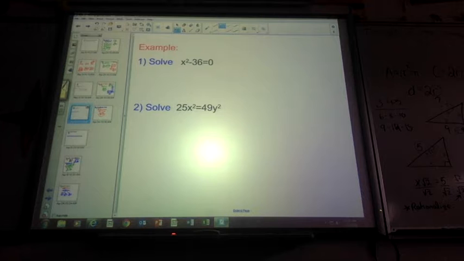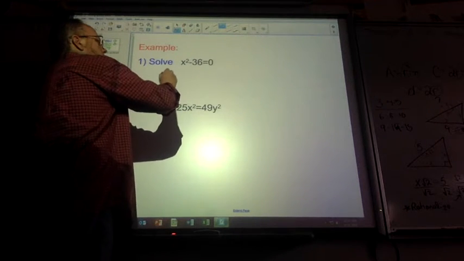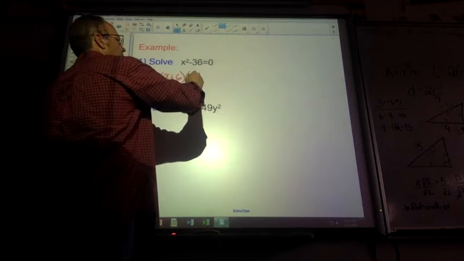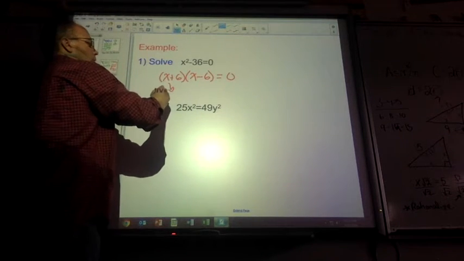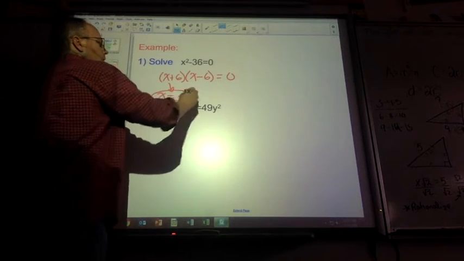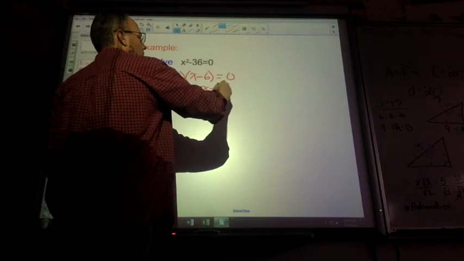Alright, so x squared minus 36 is indeed the difference of two squares, because x times x is x squared, 6 times 6 is 36. So if I were to solve this, I get x plus 6 and x minus 6. Set it equal to 0, so this is going to give me x equals negative 6. This is going to give me x is equal to positive 6.